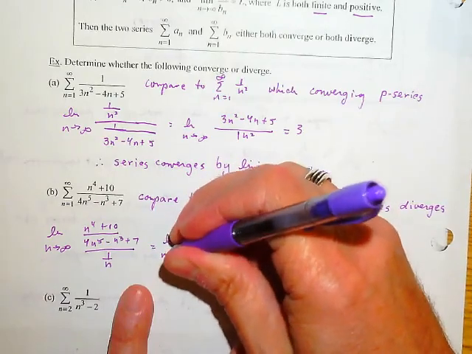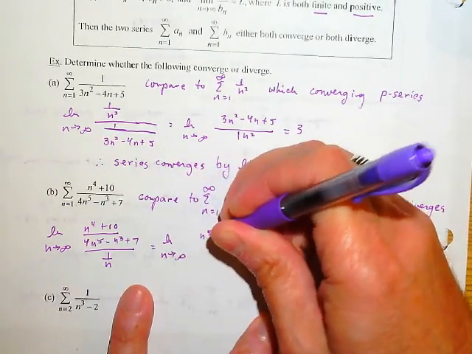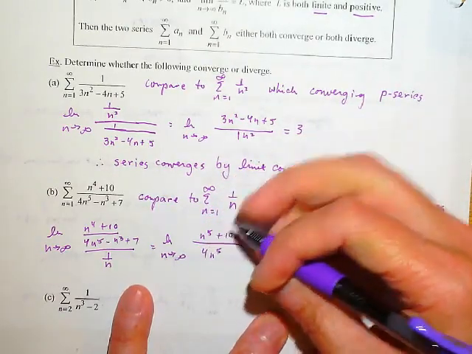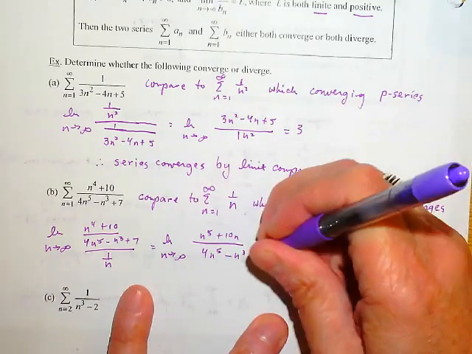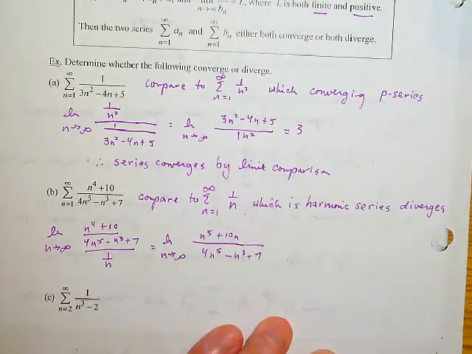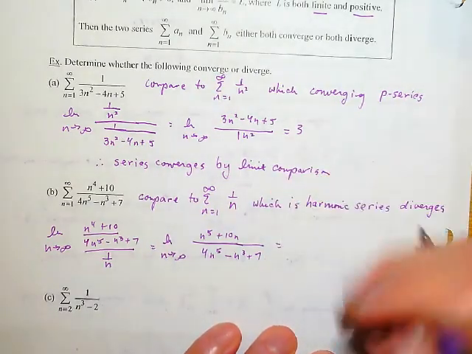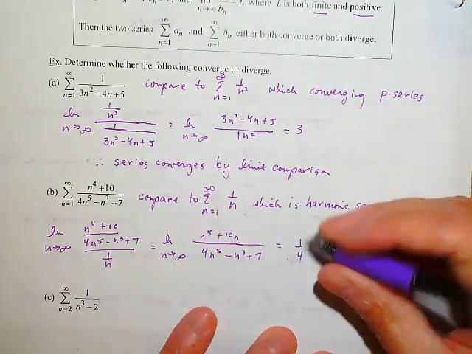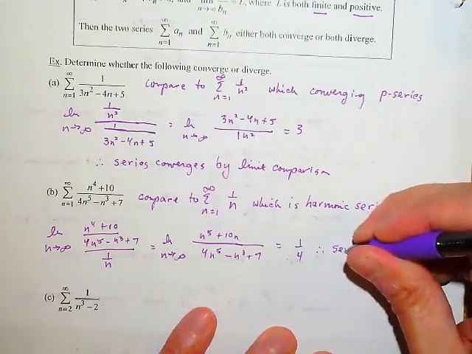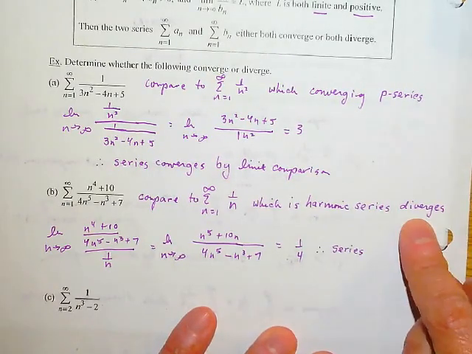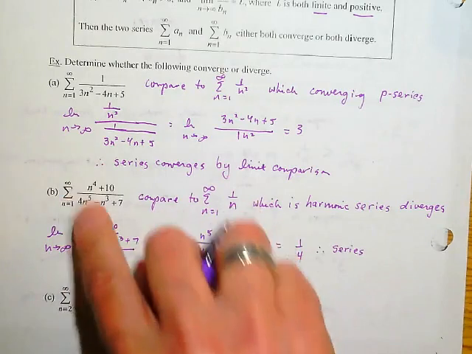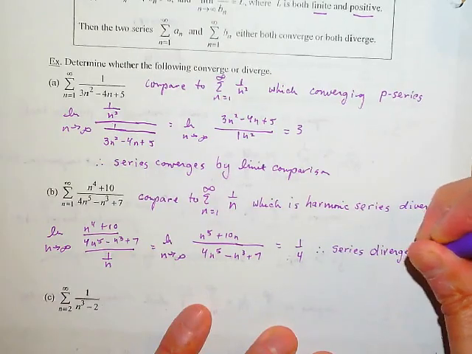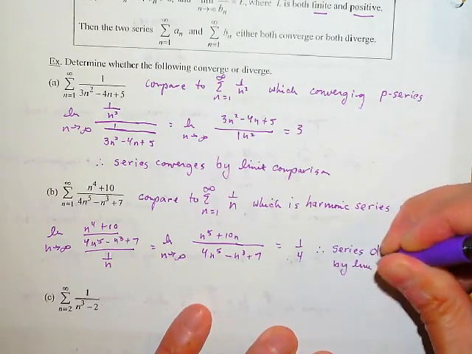So I've got the limit as n approaches infinity of n to the fifth plus 10n over 4n to the fifth minus n to the third plus 7. Take that limit, the exponents are the same, that's 1/4. So therefore, we're going to say that the series, what? Well, since that compared to series 1 over n diverges, our original series, that hot mess right there, also diverges by limit comparison.